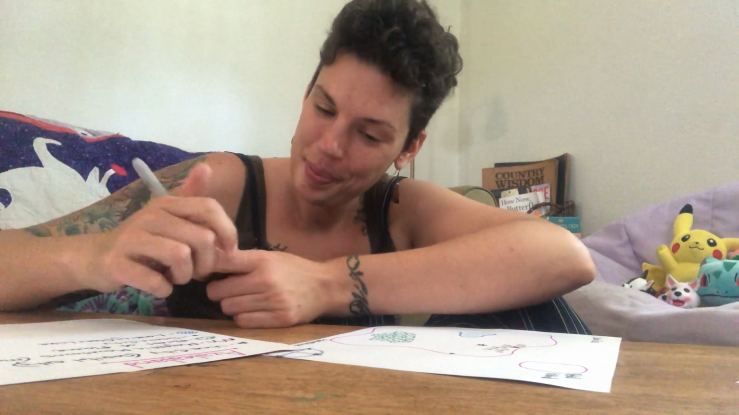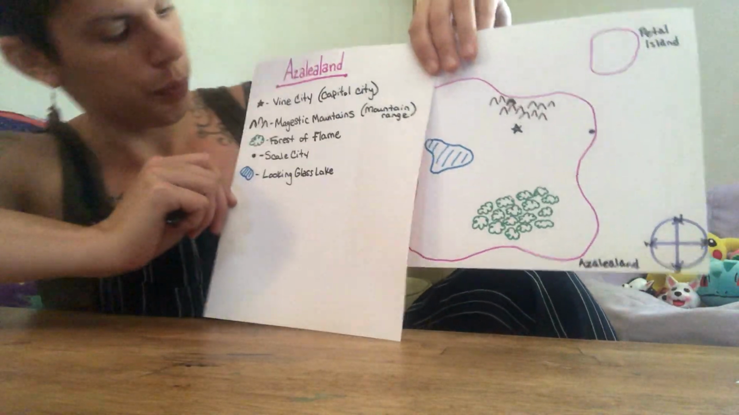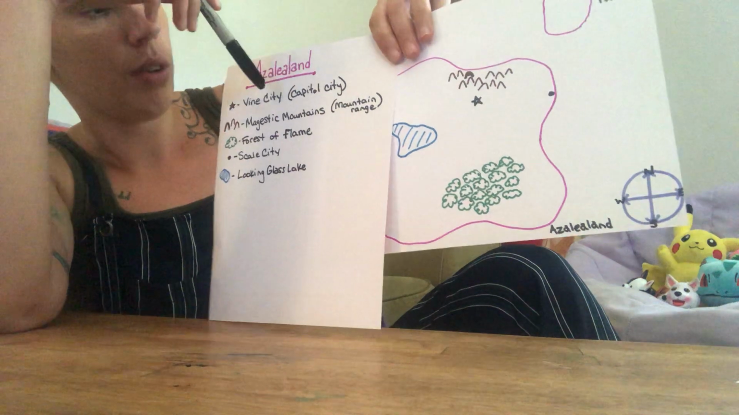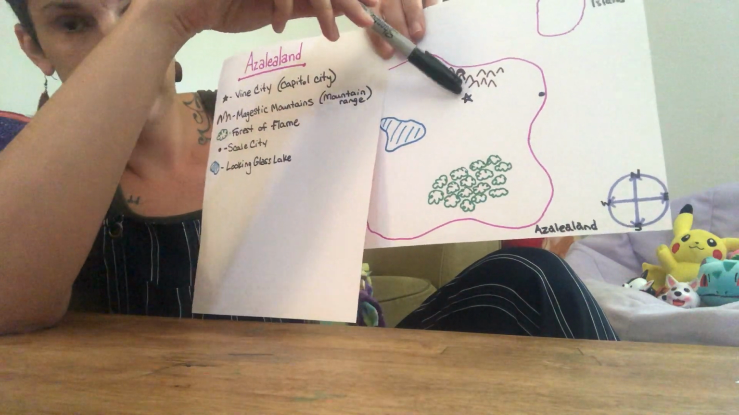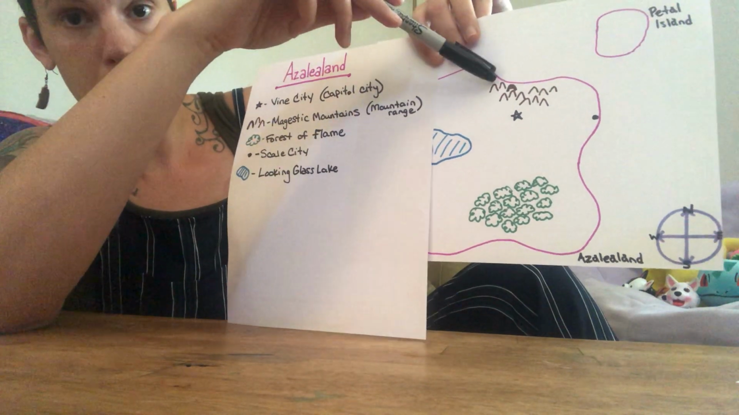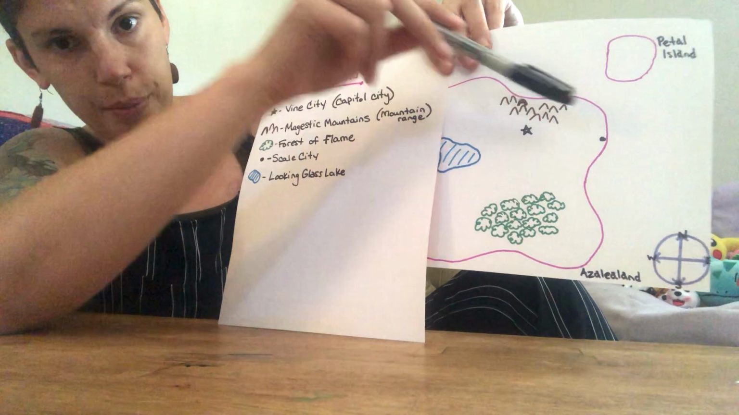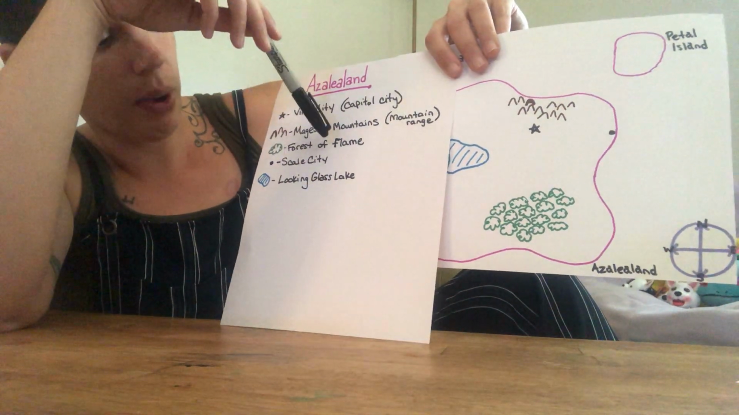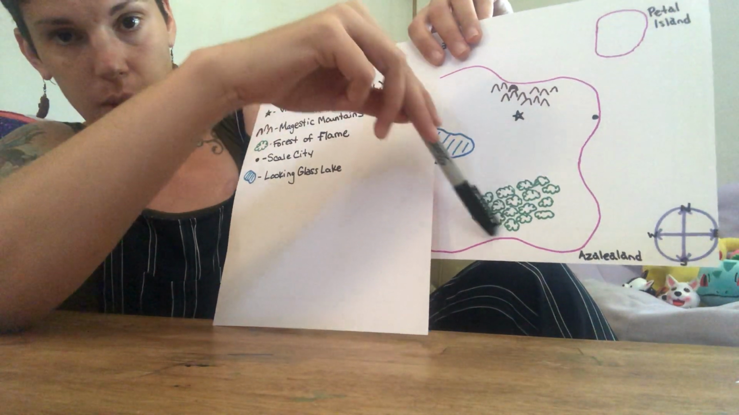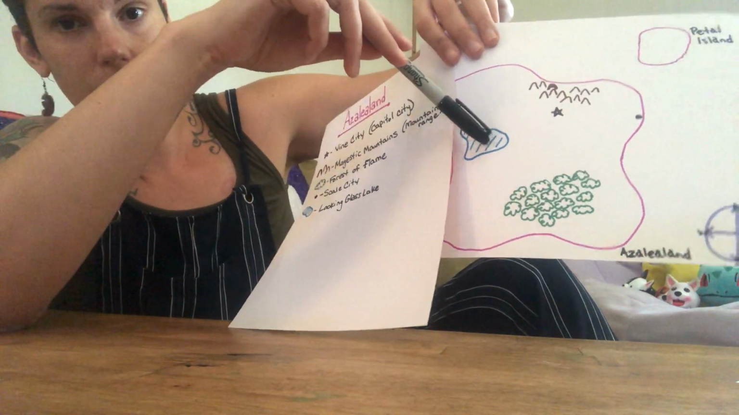Okay, so now, let's see what we have here. We have Vine City, the capital city. We have the majestic mountains, a mountain range. We have Scale City, which is over here on the shore. We have the Forest of Flame down here. And we have Looking Glass Lake right here.